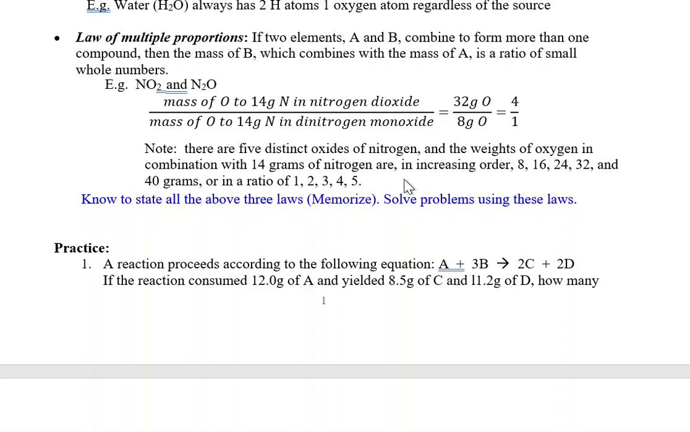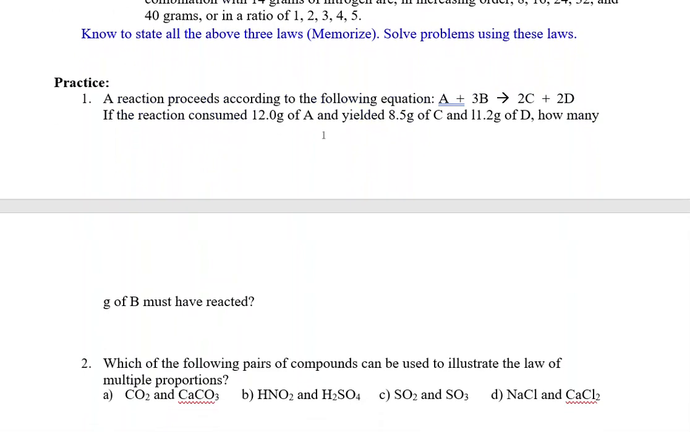So the law of multiple proportions states just that if A and B combine to form more than one compound, and what we're saying here is that nitrogen and oxygen combine to form 5 different compounds, so that fits the bill, then the mass of B which combines with the mass of A is a ratio of small whole numbers. So you're going to have to know and be able to state all these laws in order to pass your Wiley's exam at the end of the module, and then solve problems using that. And I'll show you a couple of practice problems that you can look at and figure out how to work your way through this.